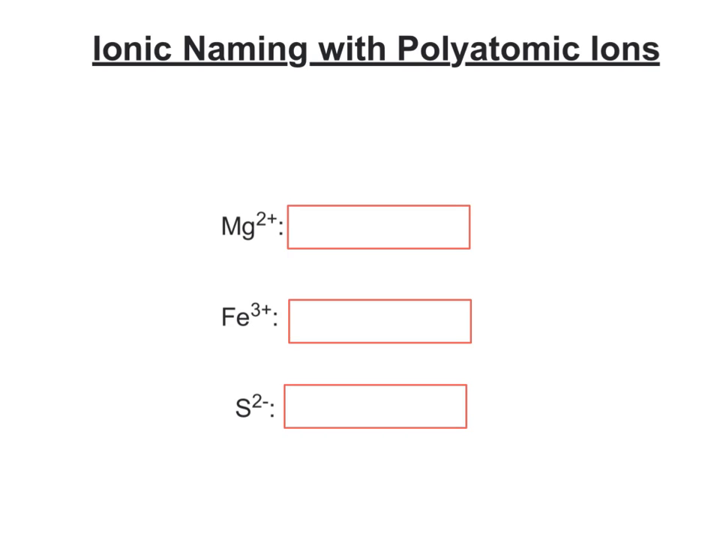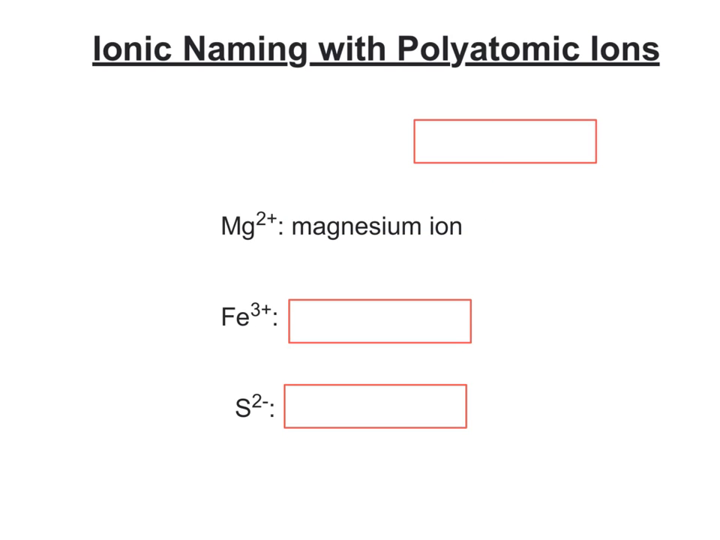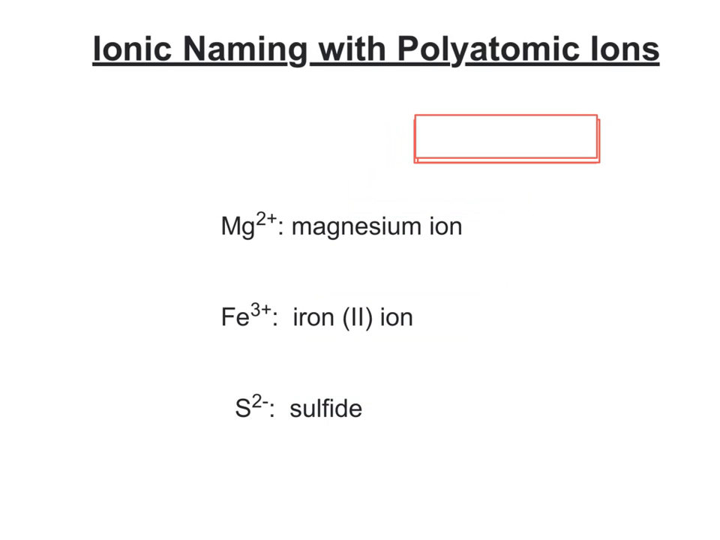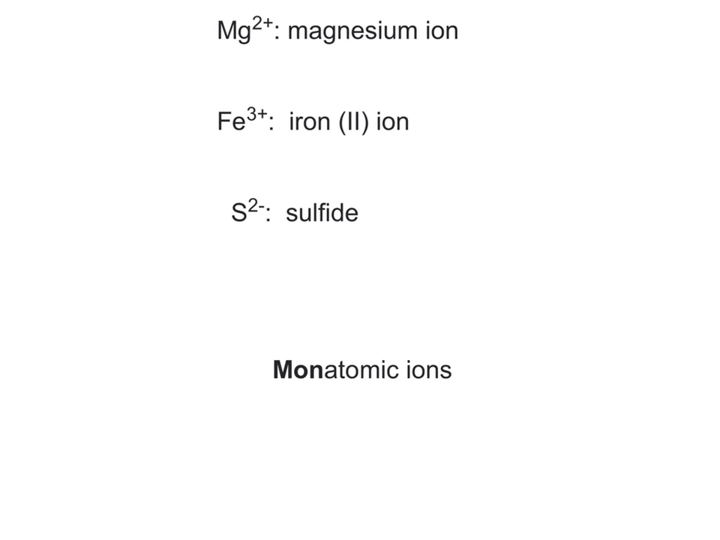The purpose of this video is to introduce the concept of polyatomic ions and to incorporate polyatomic ions into the skill of ionic naming. So far, you've learned how to name and pair ions. For instance, we've learned that the name of Mg2+ is the magnesium ion, Fe3+ is the iron 3 ion, and S2- is the sulfide ion.